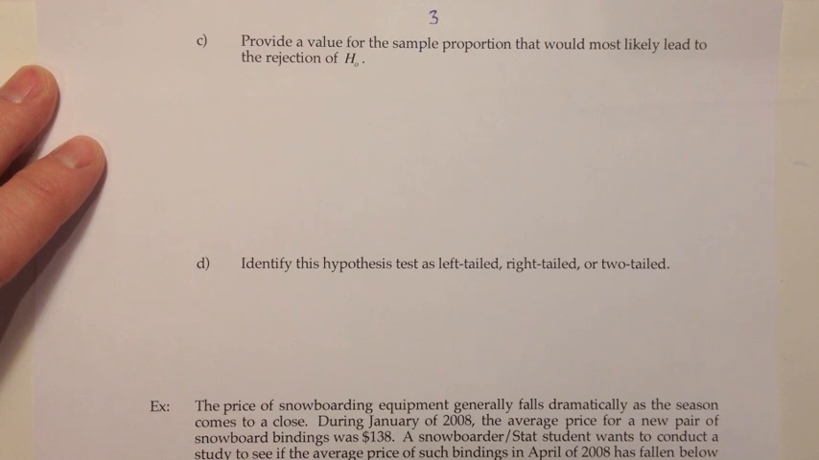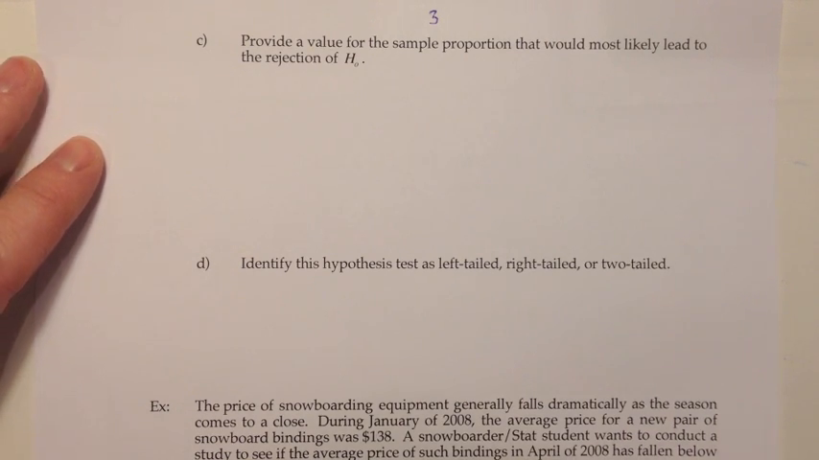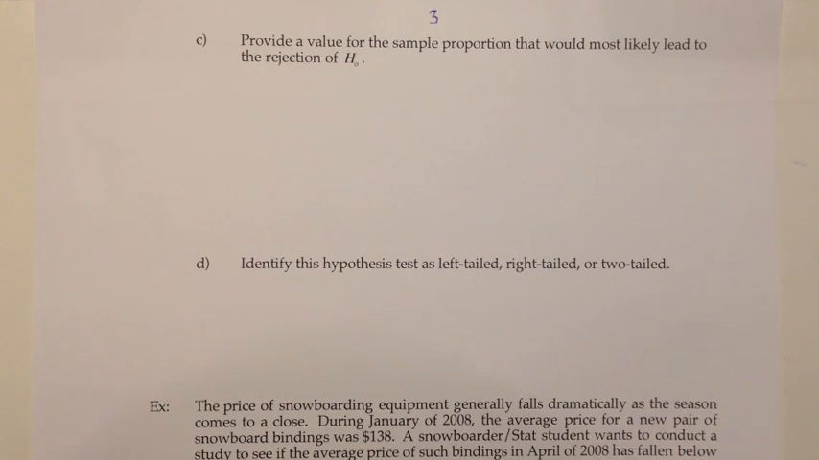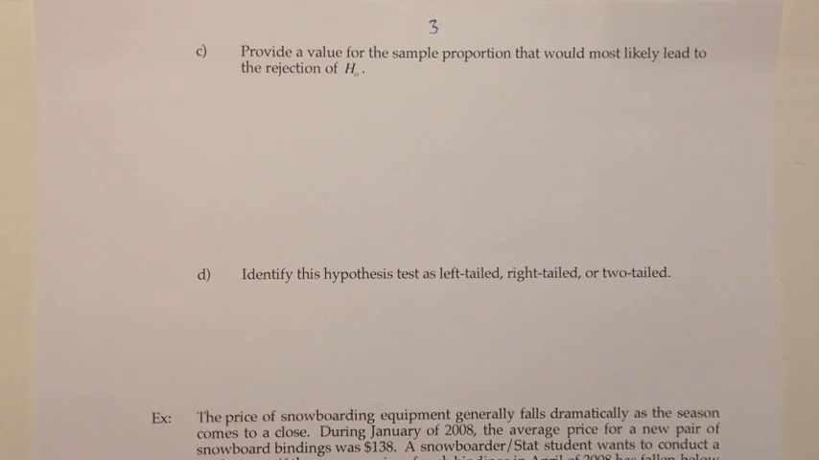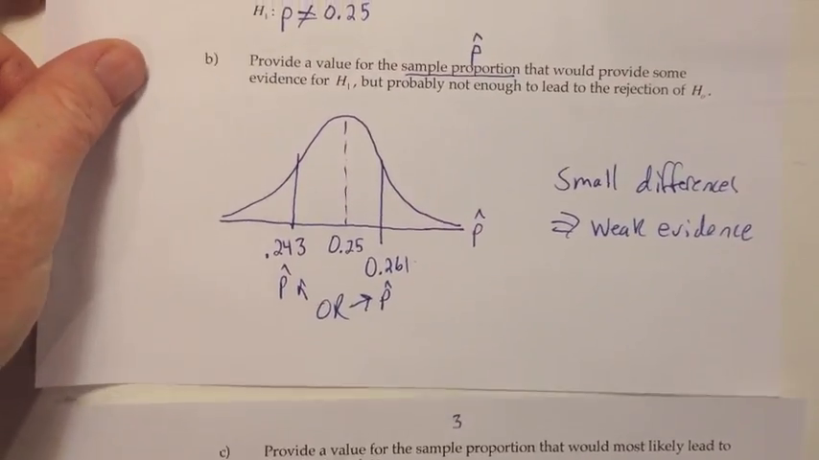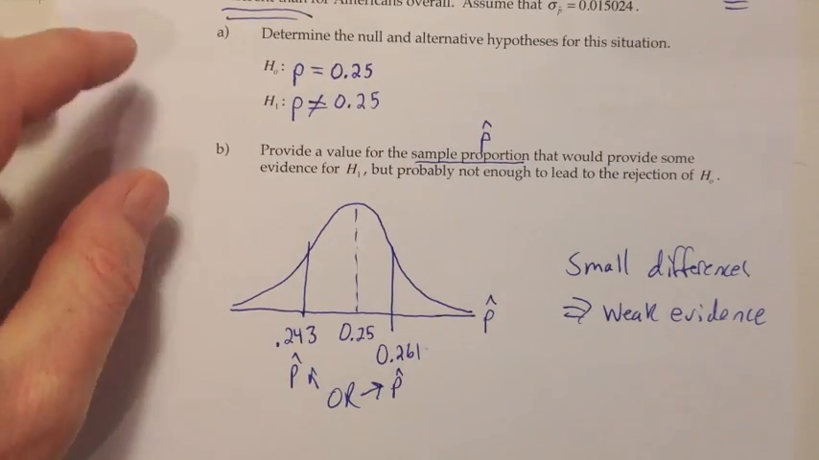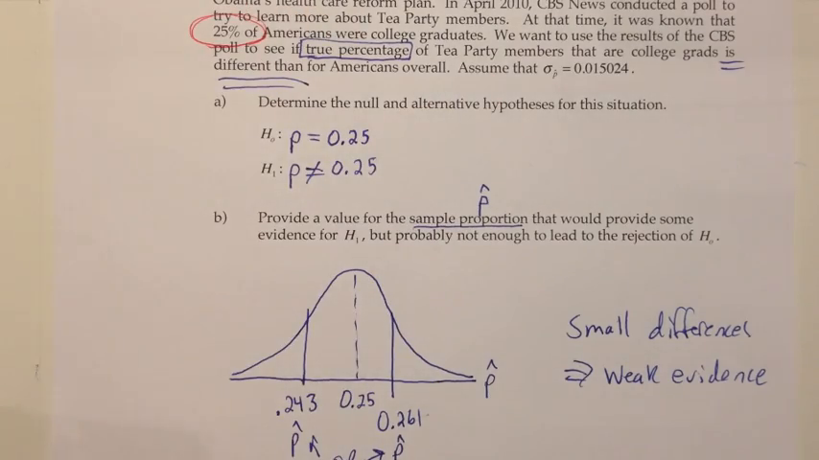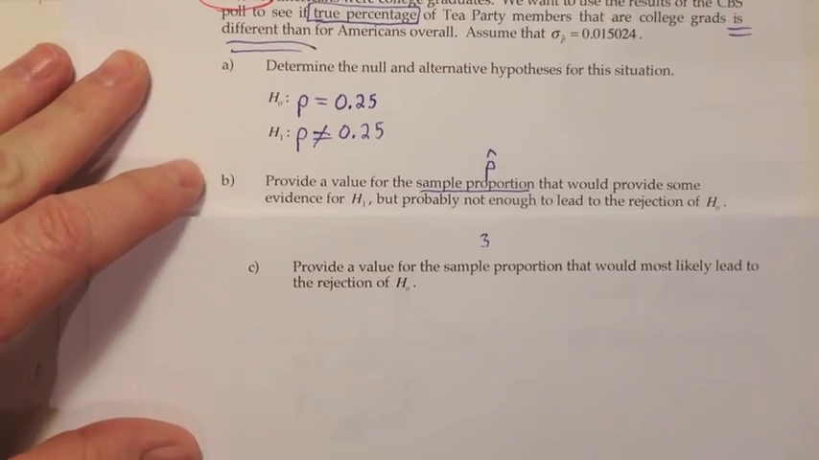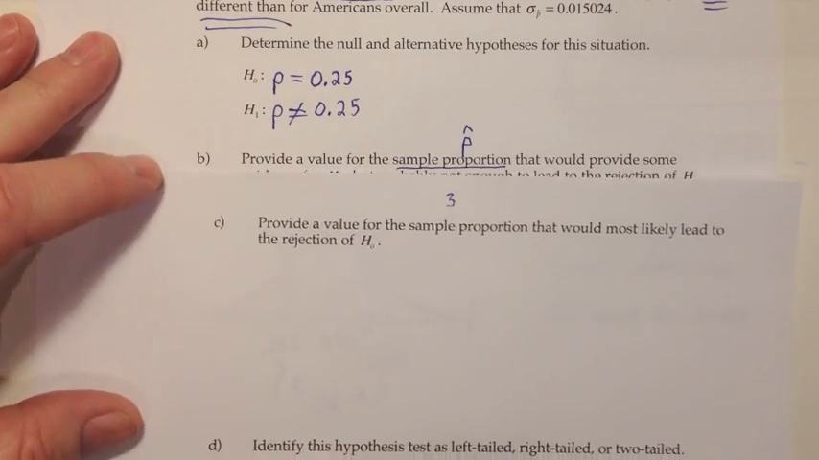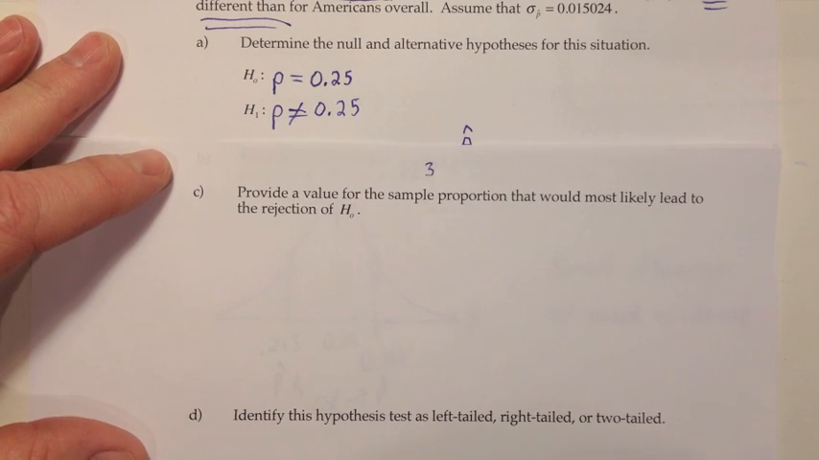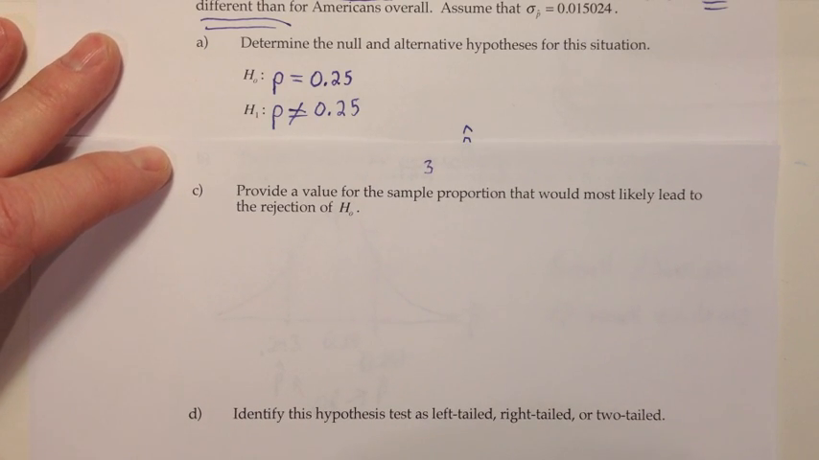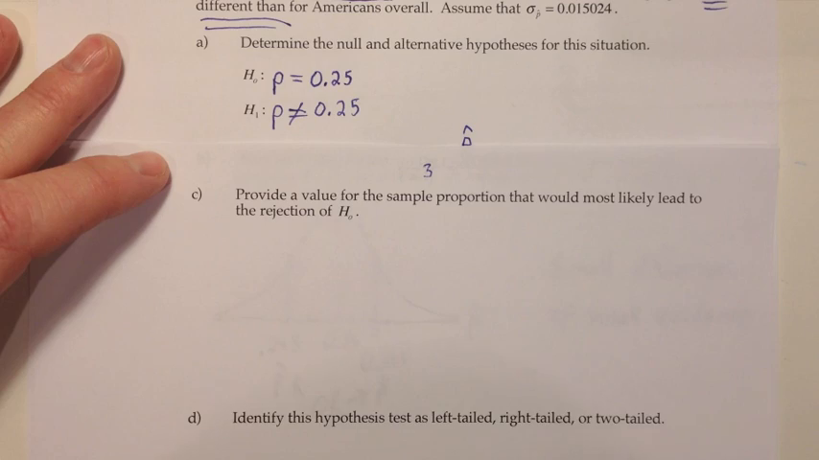Alright, we're continuing on with our example about the Tea Party. And in this part C, they want us to provide a value for the sample proportion that would most likely lead to the rejection of H0. If we look back at our previous page, we said that the evidence would be weak and not enough to reject if it was within one standard deviation of the claim value. If we want our evidence to be considered strong, we'd probably want it to be at least 2 standard deviations away, or better yet, even 3.